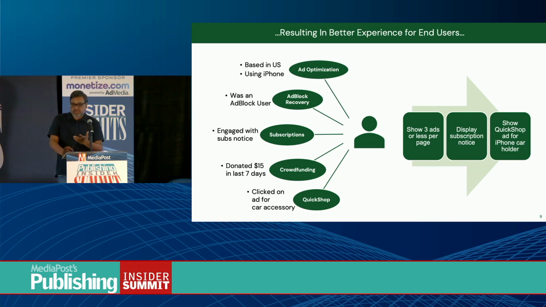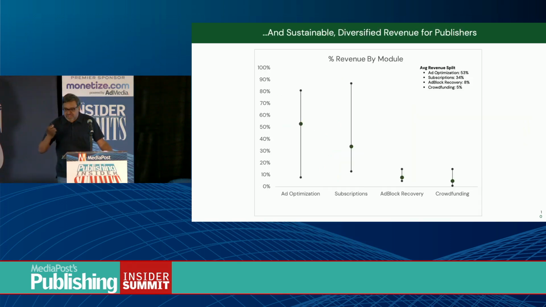So if we know somebody was an ad block user, we probably don't want to give them a very dense ad experience, because they're just going to turn on their ad blocker again. So we can customize the experience based on what we know about the user, based on their interaction with the platform. And so all of this results in this graph.